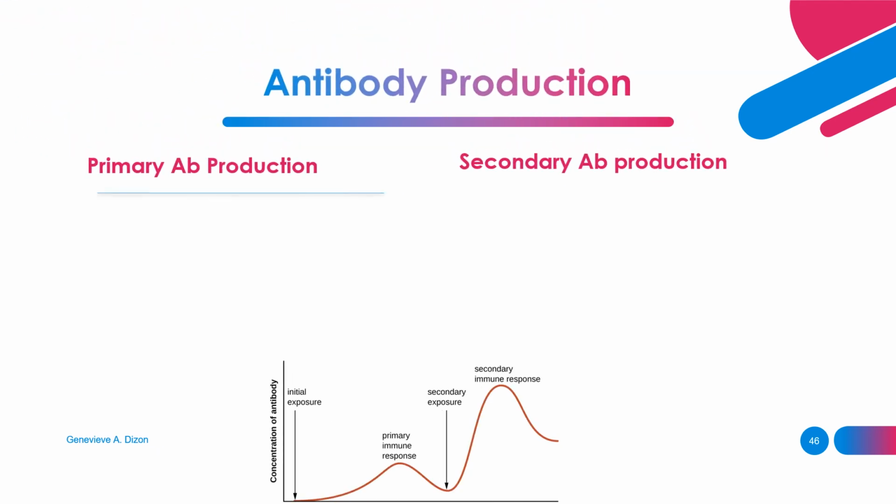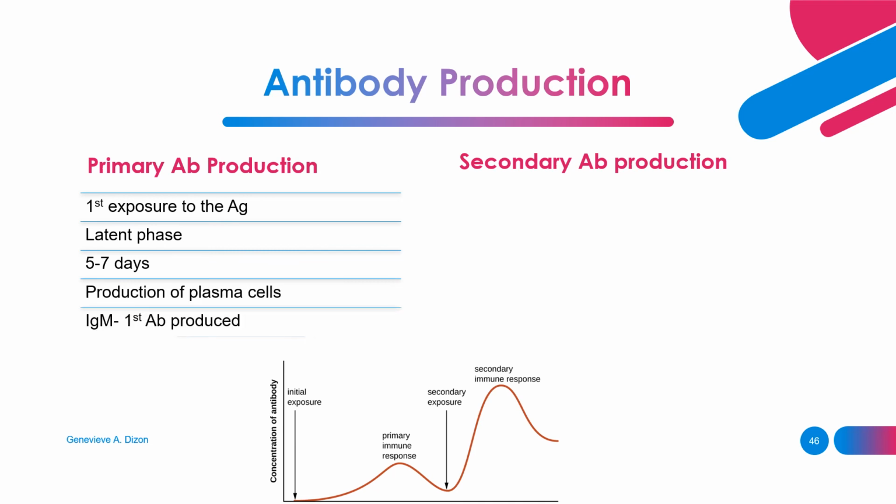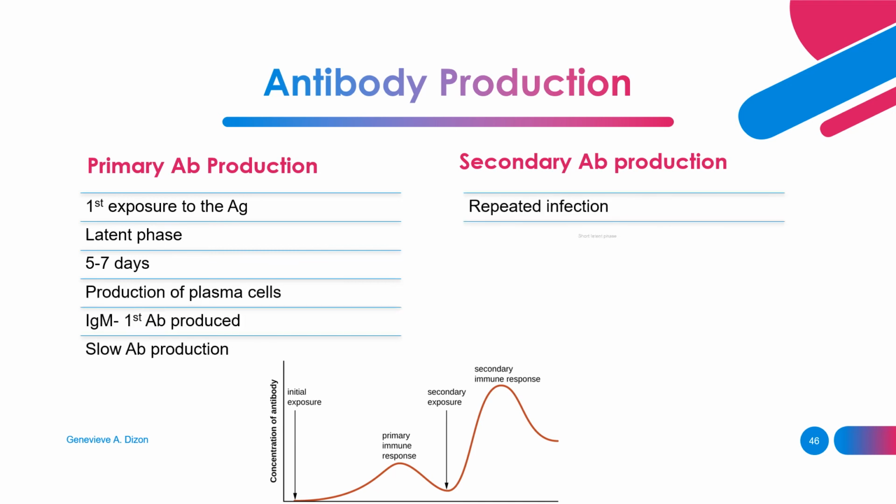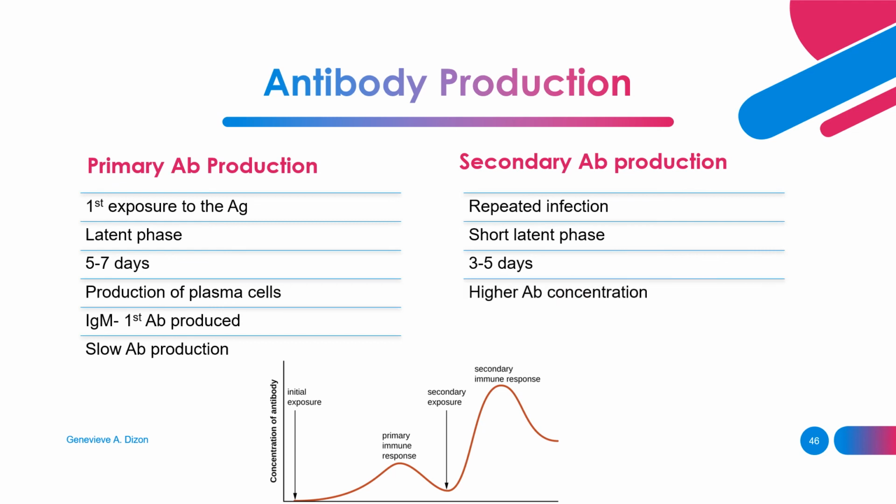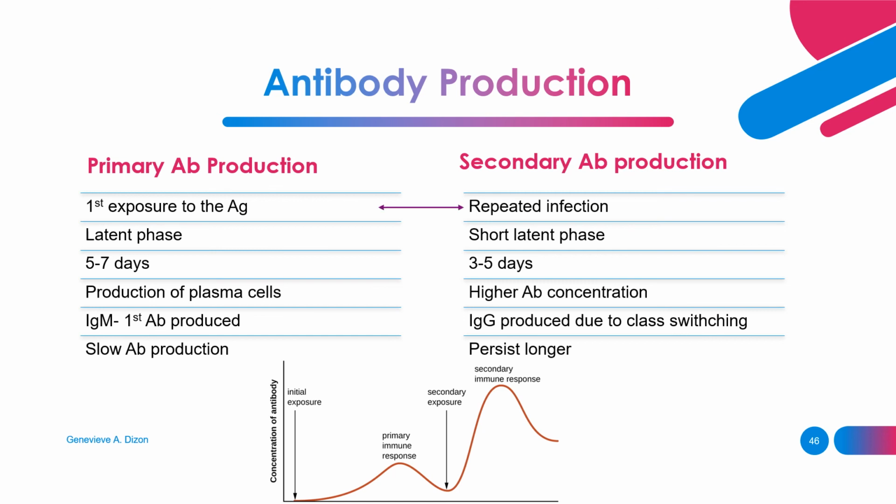An immune response or an antibody production may either be the primary antibody production or primary immune response, or a secondary immune response or secondary antibody production. Look at the image below as I differentiate each. In the primary immune response, this is when the exposure to the antigen happens for the first time, while in the secondary antibody production, this is the repeated infection from the same antigen. The primary antibody production has a longer latent phase. Latent phase is also known as inductive or lag phase.